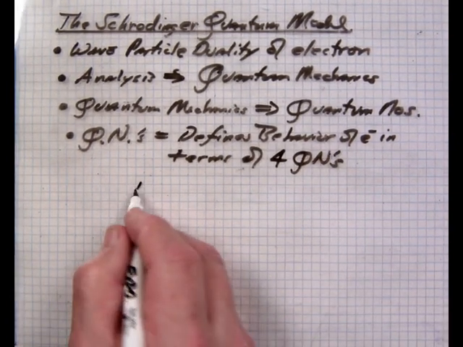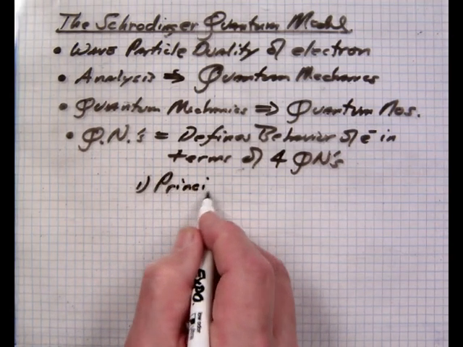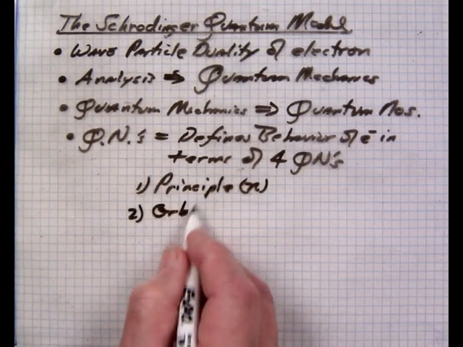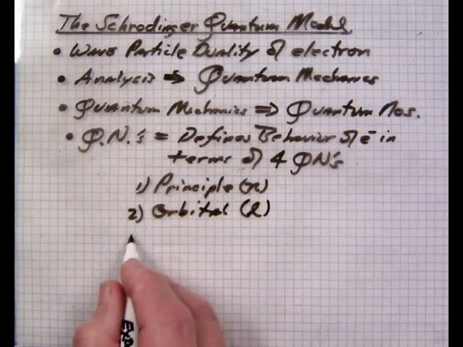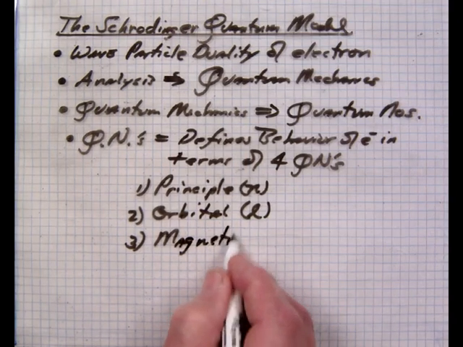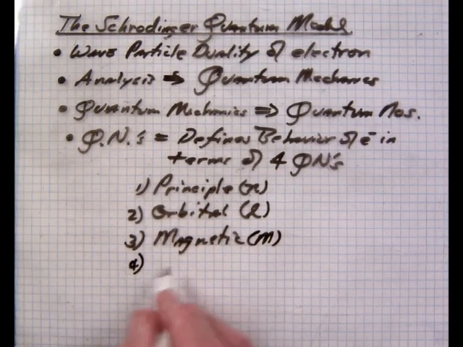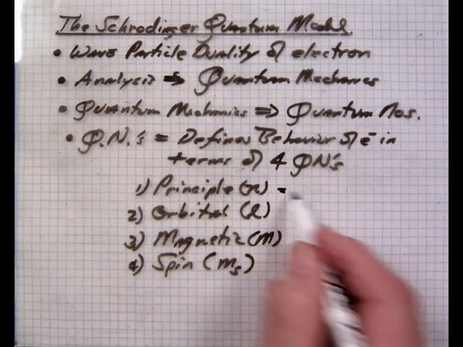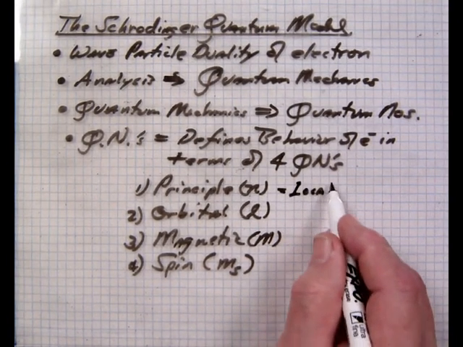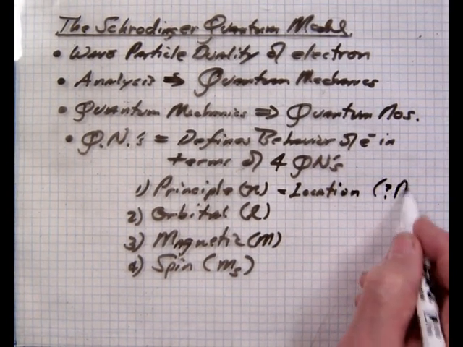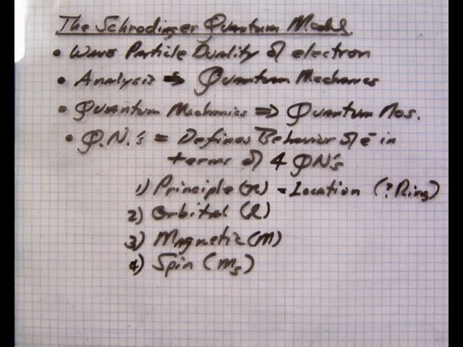Okay, and these are the principal, given by the symbol N, orbital, L, magnetic or azimuthal, M, and spin, which is M sub s. The principal quantum number tells you the location of the electron with respect to what energy level, or what ring, it is in. If it has a principal quantum number of 2, that electron is in the second ring somewhere.